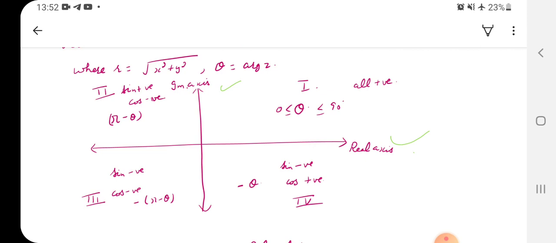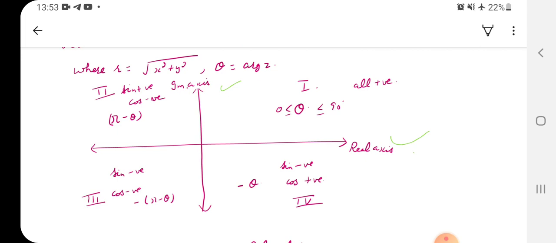In the next quadrant, the second quadrant, we are having angle from 90 to 180, but our theta will be pi minus theta. In the second quadrant, as you can see, the real axis is negative and the imaginary axis is positive. So numbers will be of the type minus 1 plus 3 iota. Like that, x will be negative and y will be positive, right?